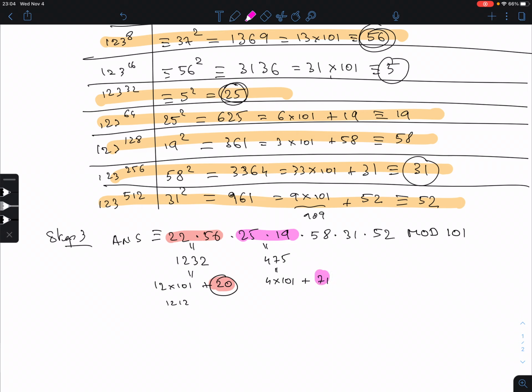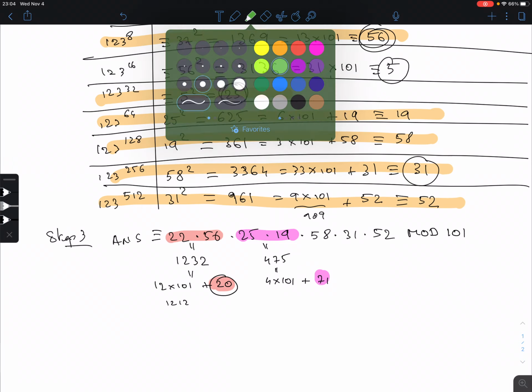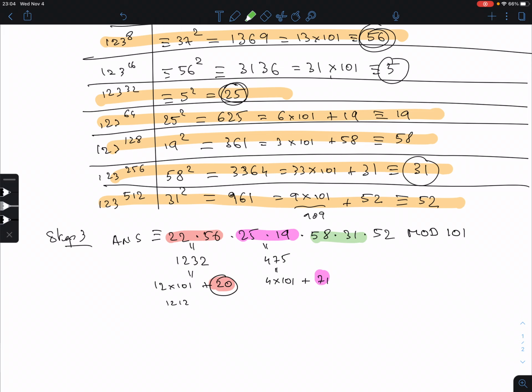Let's take the next group. Sometimes it doesn't always group together. So 58 and 31. It's 58 times 31. That is 1798, which is 17 times 101, which is 1717. So what is missing is 81. So that's the result. I'm only looking at the remainder. This is 81.